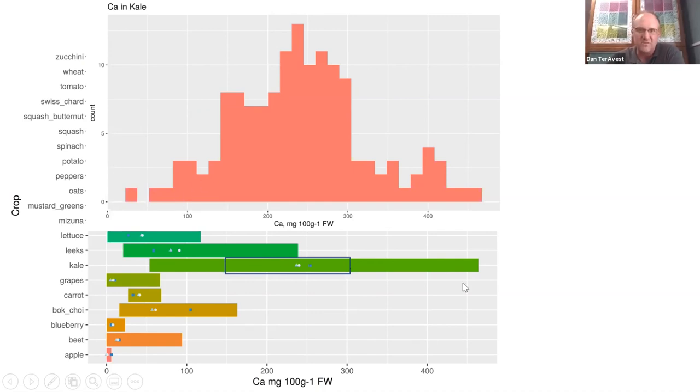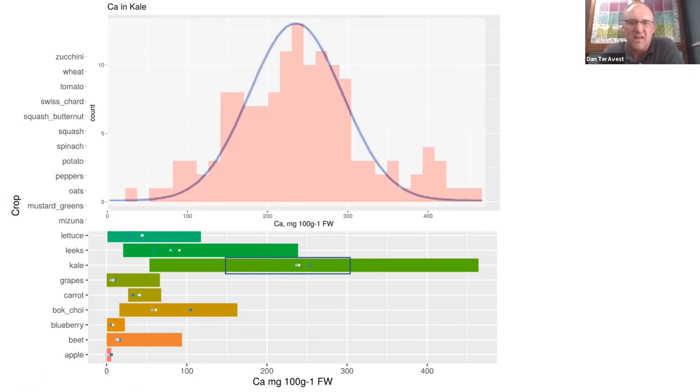Yes, there are some extremes over here, and some extremes over here, but you're just as likely to see a kale leaf here with calcium here as you are here when you look at this distribution. And this is still a 300 to 150, a 2-to-1 variation in calcium with all of the outliers thrown out.